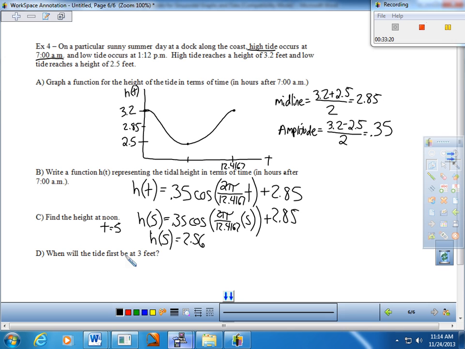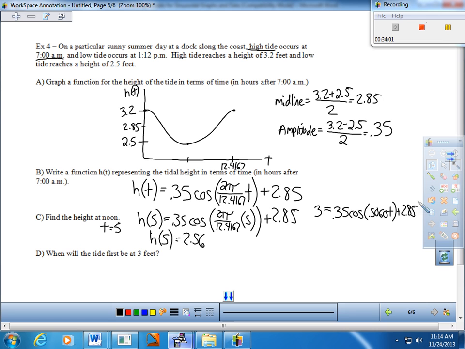When will the tide first be at 3 feet? So that seems to be, I don't know, right here, give or take on the graph, whatever that x value is right there. Let's see if I can fit this in. So I think I'm going to come right over here. Hopefully I'll have a little room to pull this off. So the height is 3. Let's make it happen. 0.35 cosine. I'm going to get that as the 0.5060 now. Not that it matters a ton.